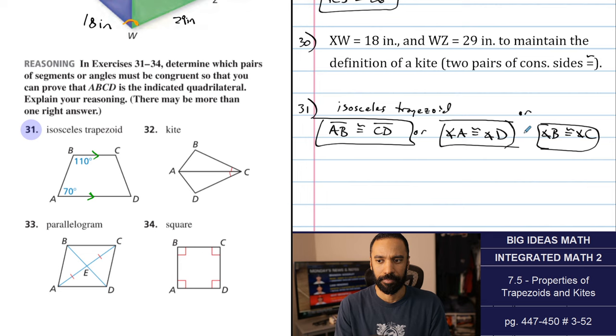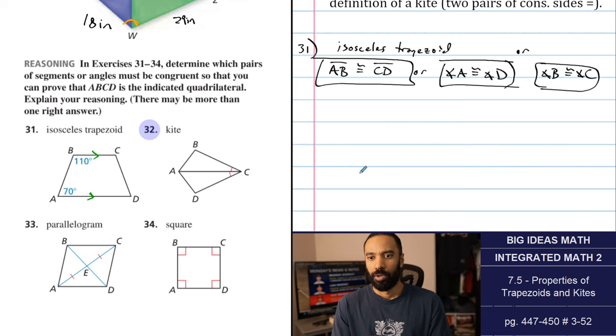All right. Sorry about that. It took me a little bit. Number 32, kite. Determine which pairs of segments or angles must be congruent that you can prove. So, number 32.